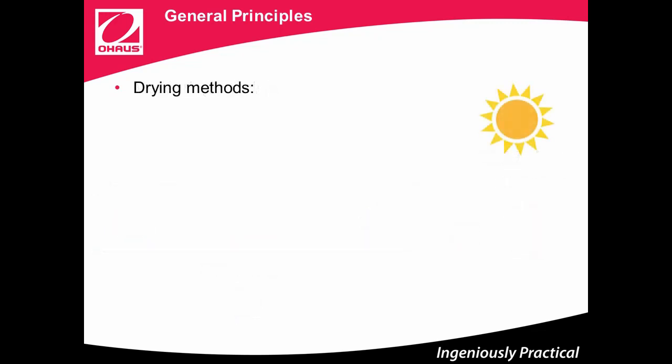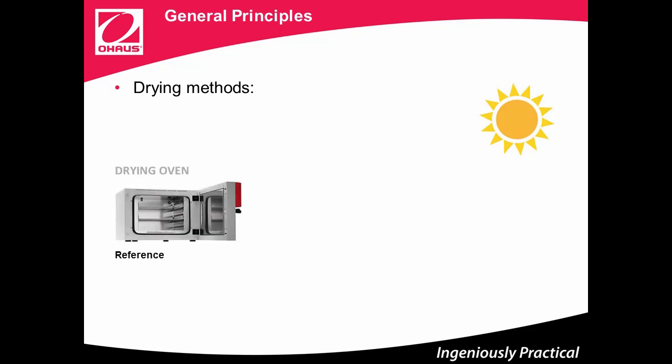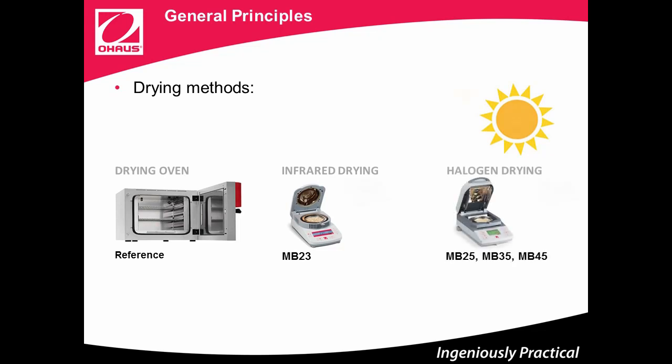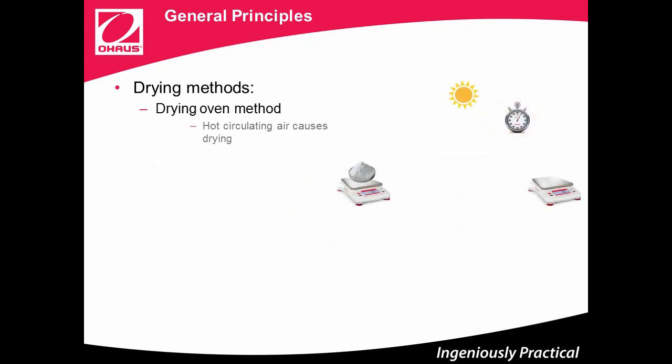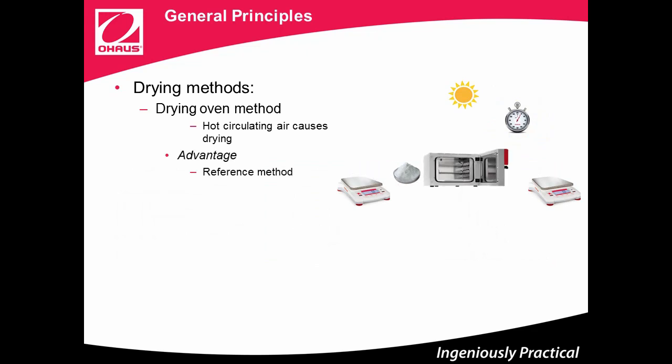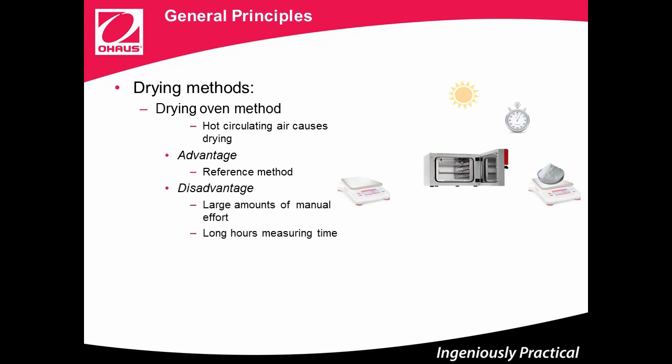Drying methods. We'll now go over and compare 3 types of drying methods: drying oven or reference method, infrared drying method, and the halogen drying method. The infrared and halogen technologies are used for drying in the OHAUS MB Series moisture analyzers. Drying oven method, traditional method. This method dries by means of hot circulating air. This method is frequently cited as the reference method in laws and governing standards. The disadvantage is that it requires a lot of manual effort and long hours of measuring time, which increases the possibilities for mistakes.